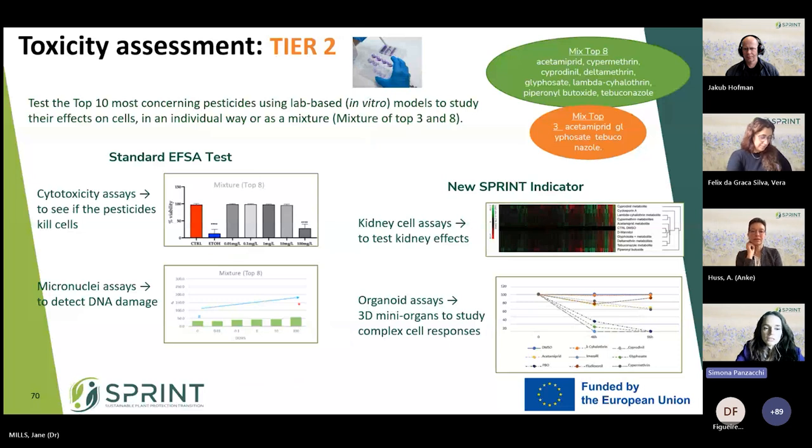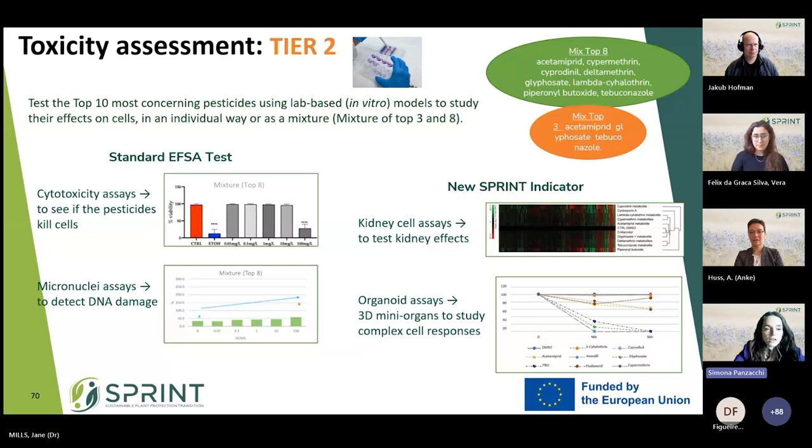In tier 2, this list of the 10 main pesticides was tested in vitro individually, and also as a mixture of the top 3 or top 8 pesticides. Both EFSA standard tests were used together with the new SPRINT indicators in vitro. The EFSA standard tests included a cytotoxicity test and a micronuclei test to assess whether the pesticide could kill cells or damage DNA. The new SPRINT indicators used in tier 2 were based on a kidney cell test to detect kidney damage and on an organoid test to study more complex responses. In general, the pesticides tested and their mixture significantly interfered with cell viability, vitality, and also DNA.